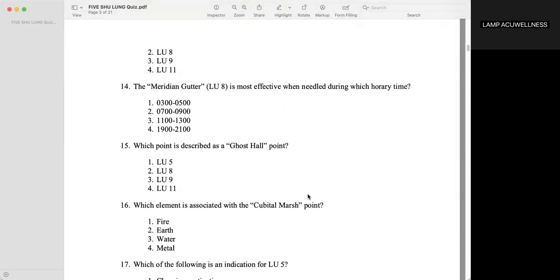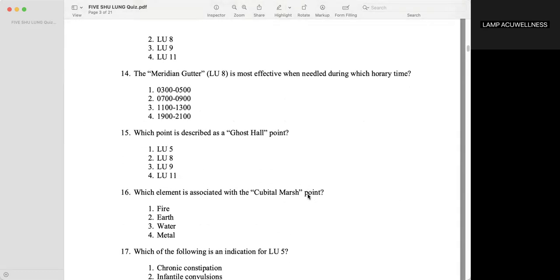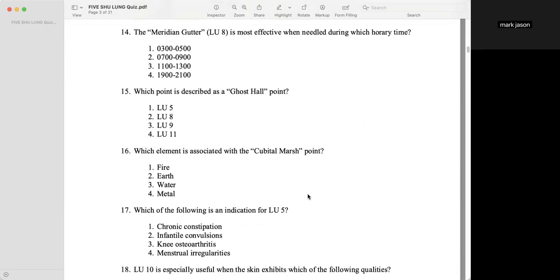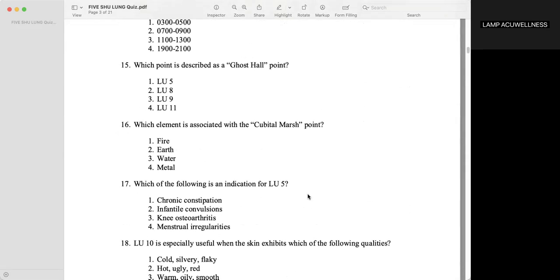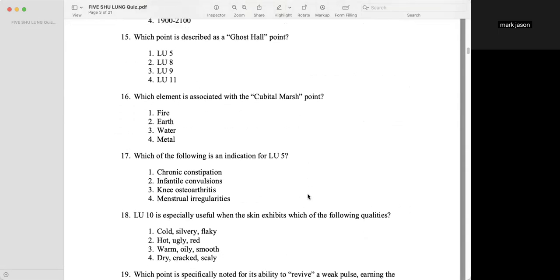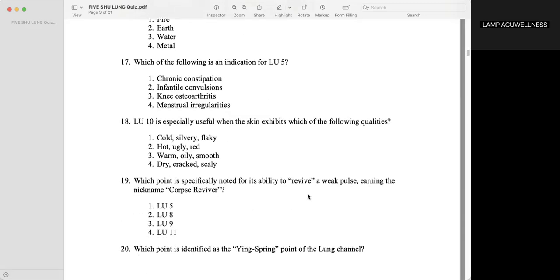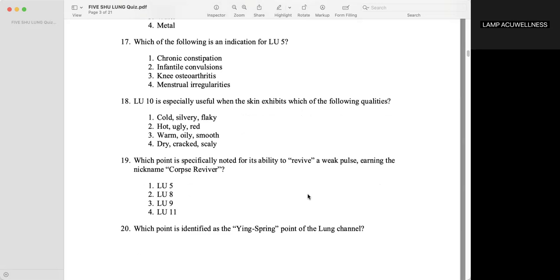The meridian gutter or Lung 8 is most effective when needled during which horary time? Number 1, 3 to 5. Which point is described as a ghost hall point? Number 1, Lung 5. Which element is associated with the cubital crease point? Number 3, water.